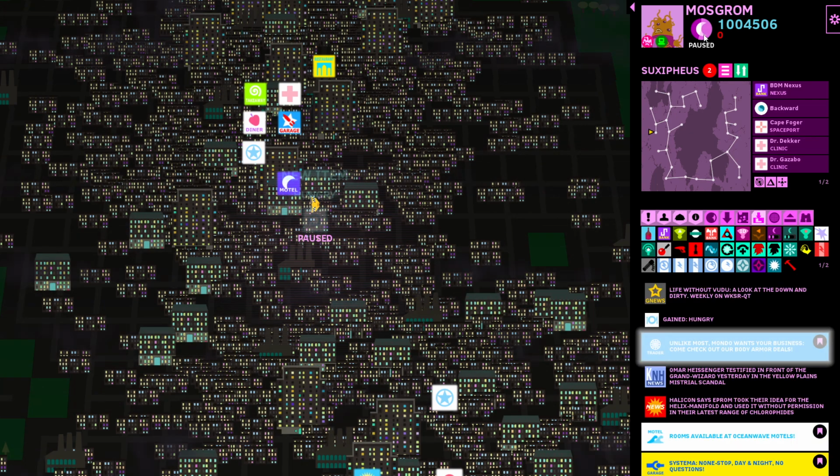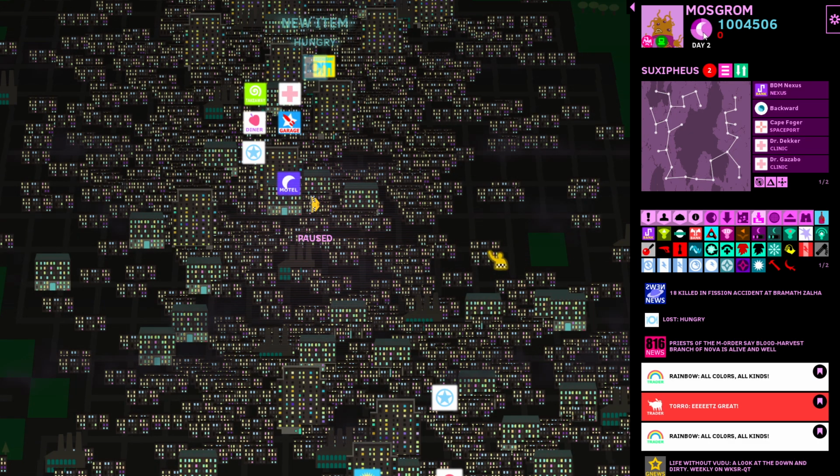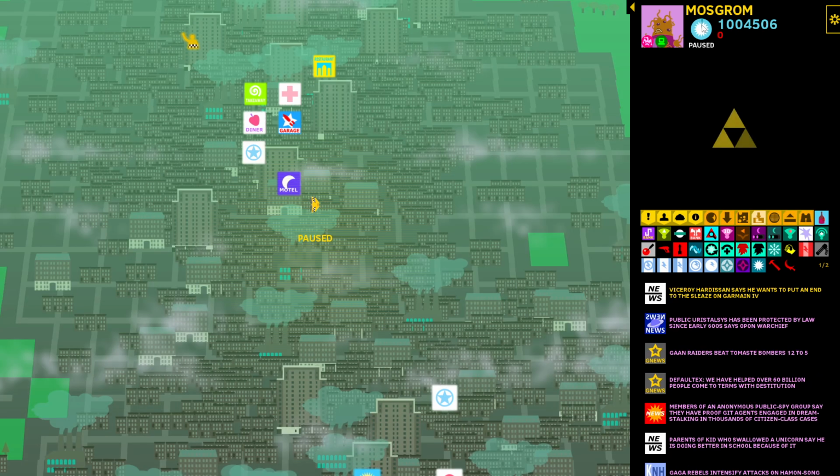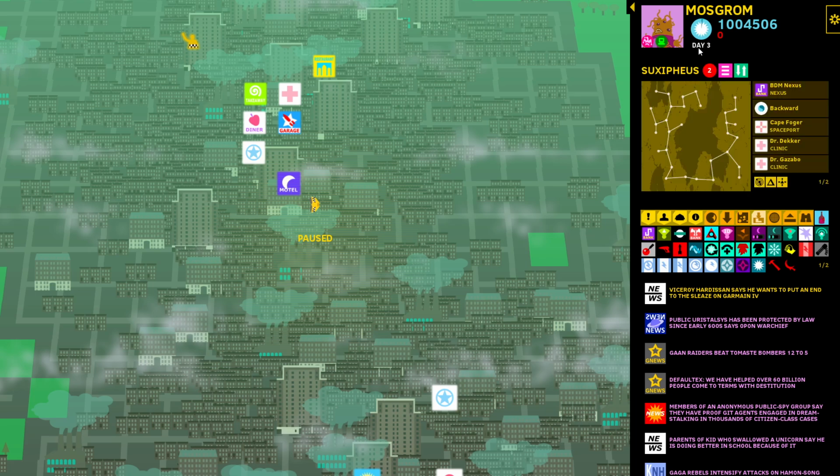As we move on through the night, we're now at the end of day 2. So we're now at the start of day 3, at the start of the light time period again.